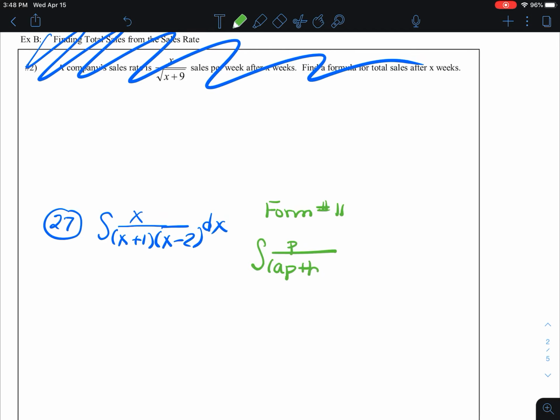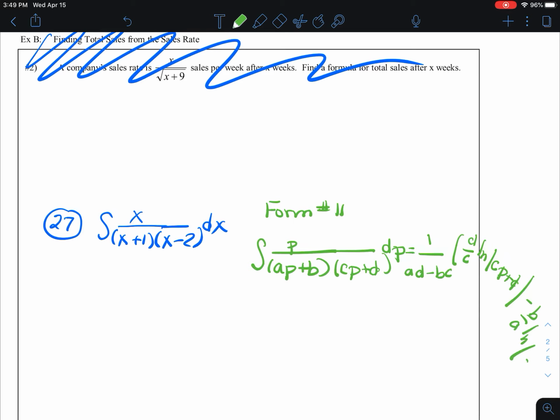So you're going to identify the formula number like I wrote down there. Then you're going to write down formula number 11, writing it down generically. And I feel like I'm going to run out of space here. CP plus D. Sorry that I'm going down the side of the paper. AP plus B, and then plus a big fat C at the end for our constant.